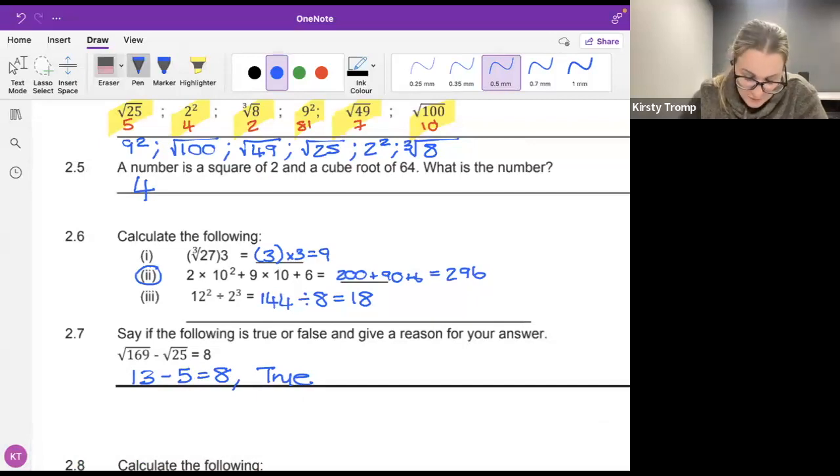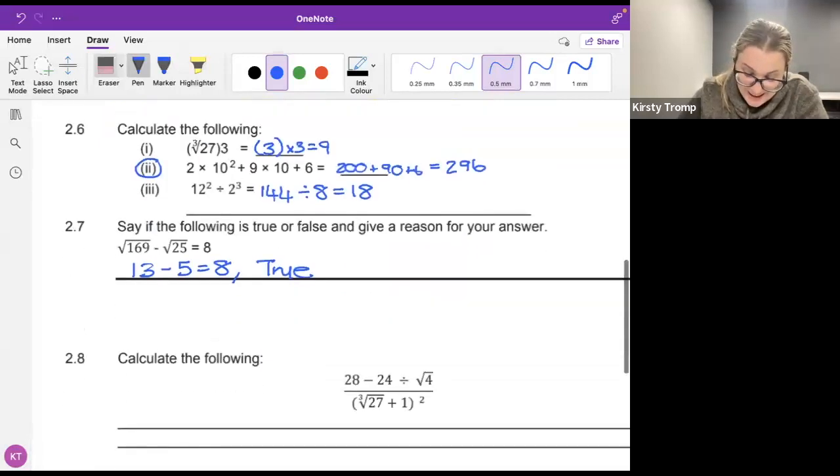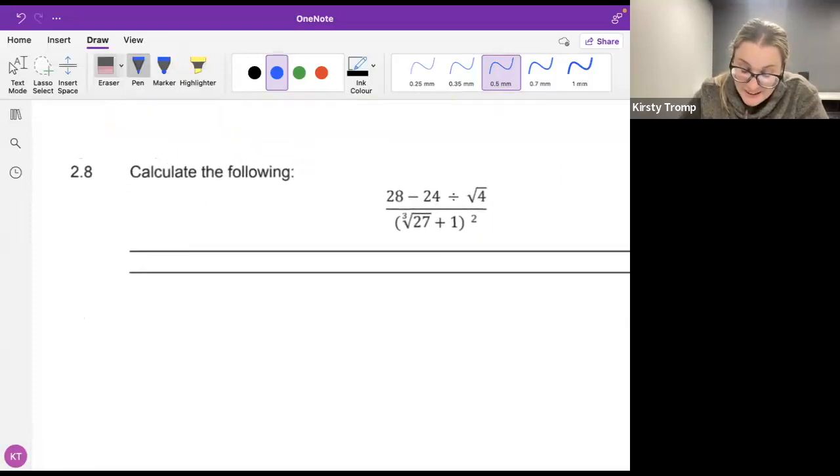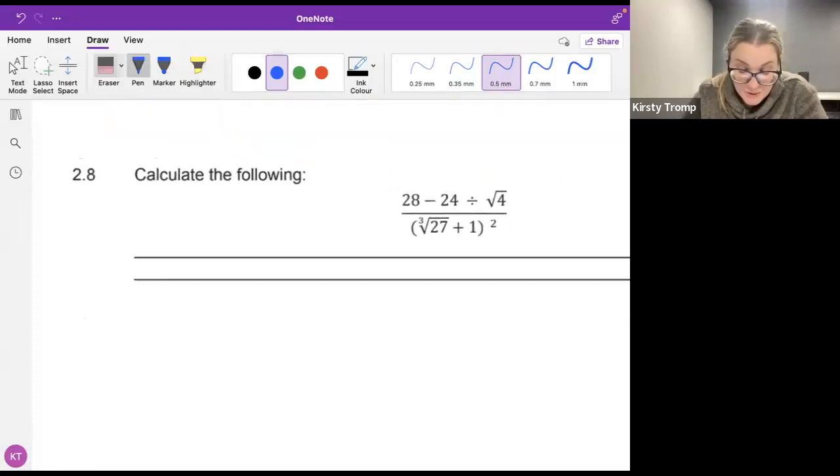Gosh, guys, okay. And the last one, 2.8. 2.8 is a big challenge. So I'm going to put it on the screen for you.